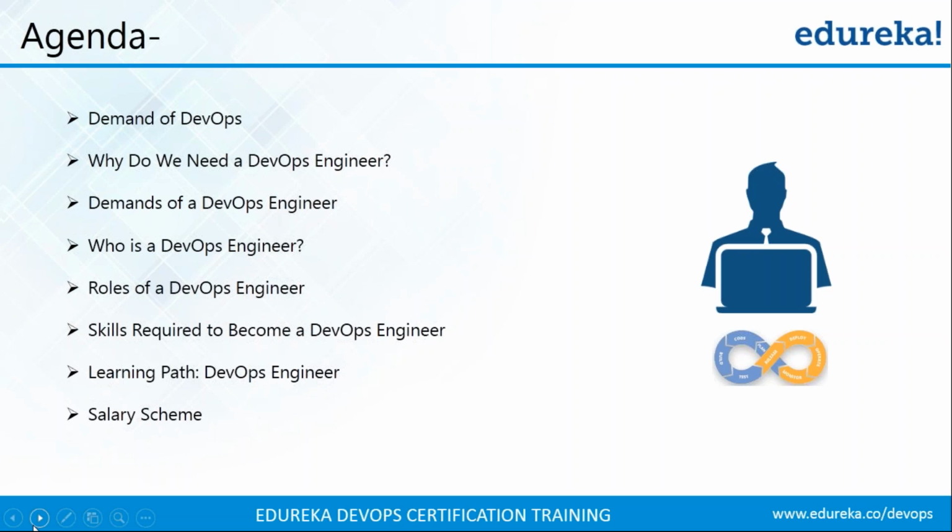And we'll look at the roles of a DevOps engineer, about what kind of things they actually do in a company. You'll also know the skills required to become a DevOps engineer and the learning path that you need to follow if you are in pursuit of becoming a DevOps engineer. And finally, we'll see how all the DevOps engineers are getting paid across the globe by looking at the salary scheme. So I hope that the agenda is clear to you guys.